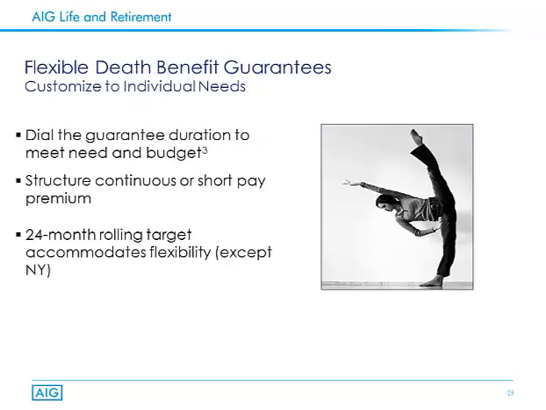So let's take a look at some of the details. You can dial the guarantee, as I mentioned. You can do a short pay. You can do a full pay, just like you could with Secure Lifetime. So if they want to pay to age 65 but guarantee the coverage out to 100 or 121, we can set it up that way. It also has 24-month rolling targets, except New York. New York doesn't have rolling targets. That's a law in New York.